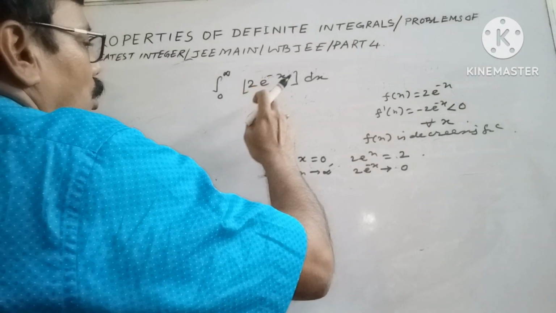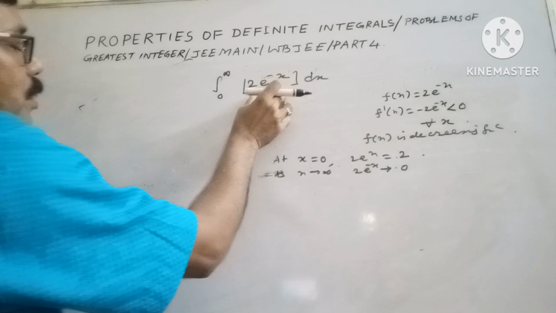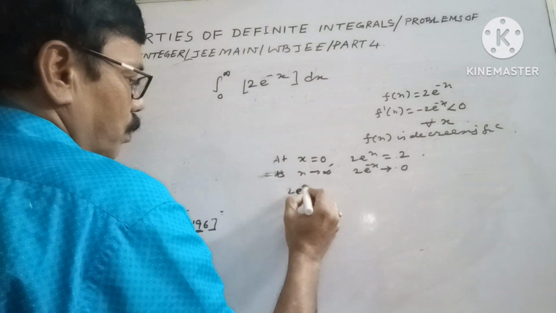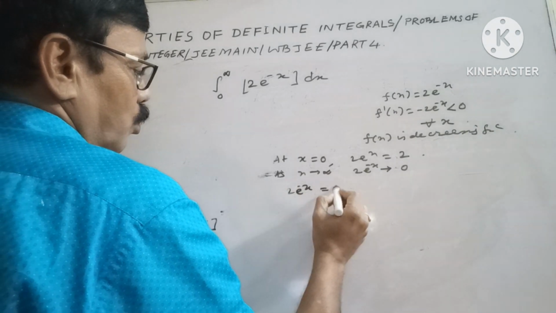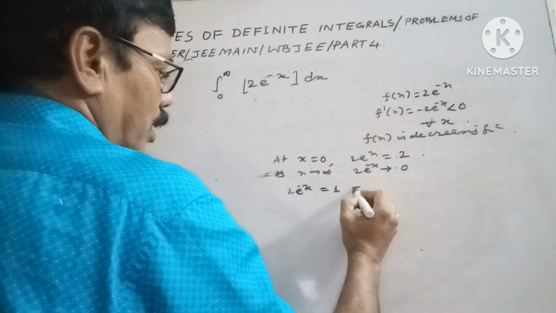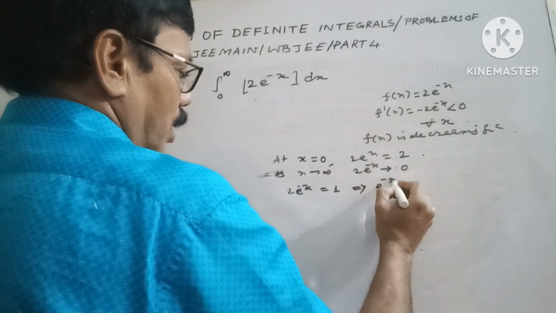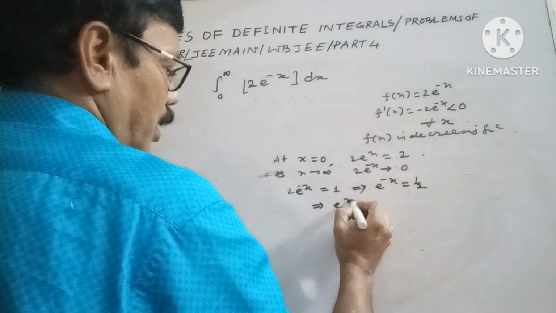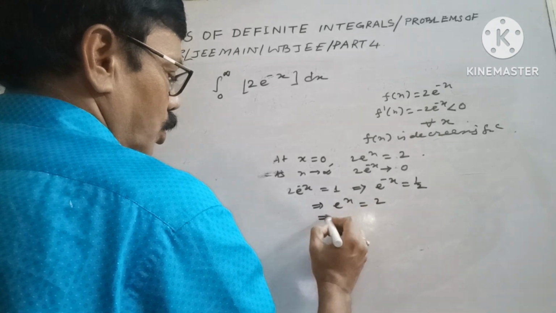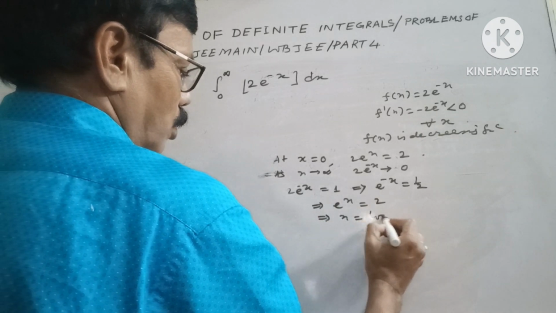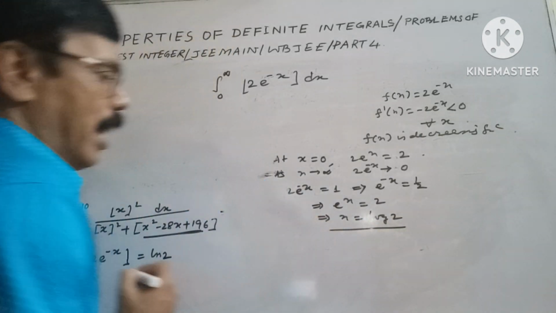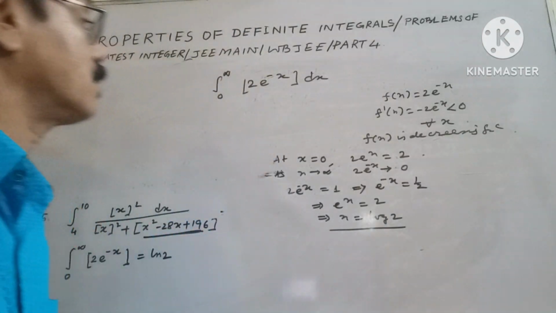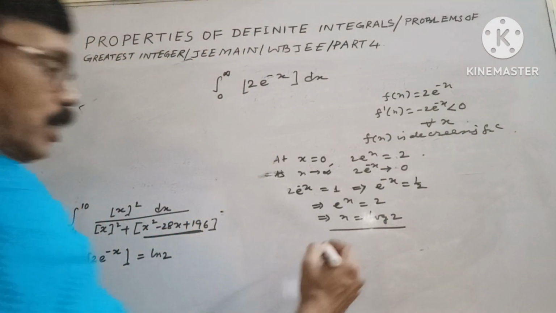Now, we want the value of this as an integer. Suppose 2e to the power minus x equals 1. So we can write e to the power minus x equals half. So e to the power x equals 2. So x equals log 2. At x equals log 2, the value is 1.